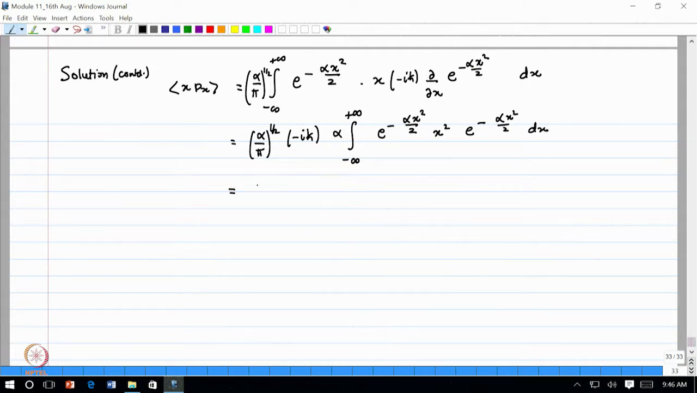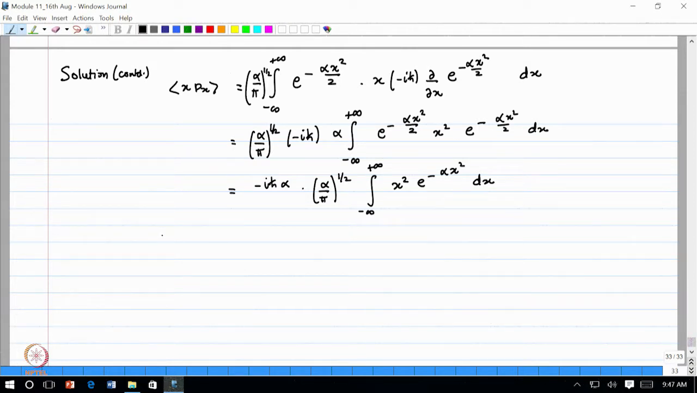So I can write this as minus iħ alpha times alpha by pi raised to half integral from minus infinity to plus infinity x square e to the minus alpha x square dx. So I have to evaluate this integral, and I can use gamma functions. Okay, I'll use a little trick to evaluate this integral.